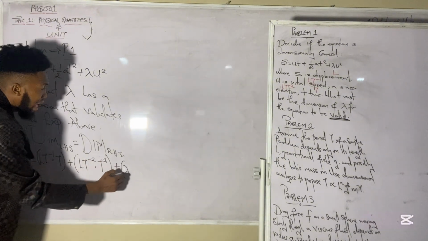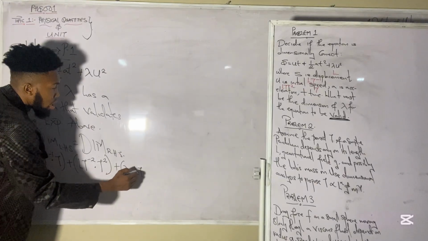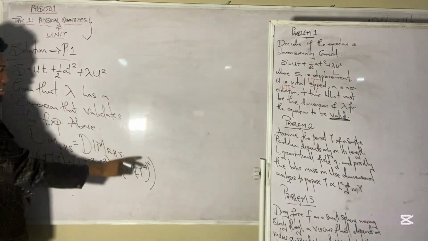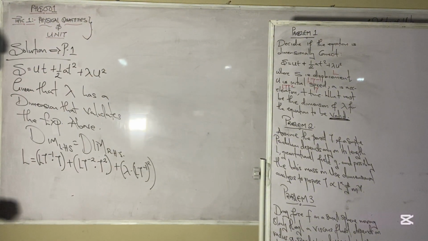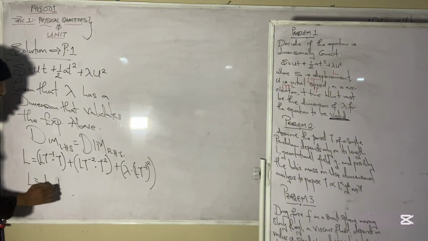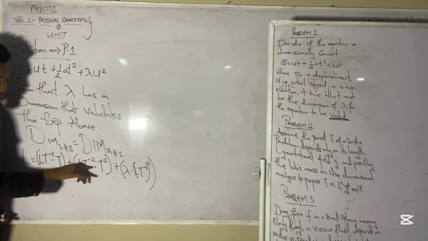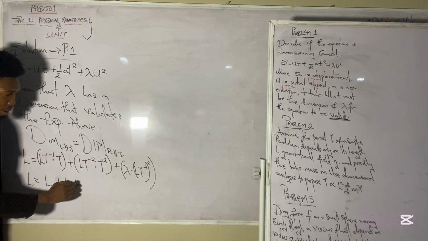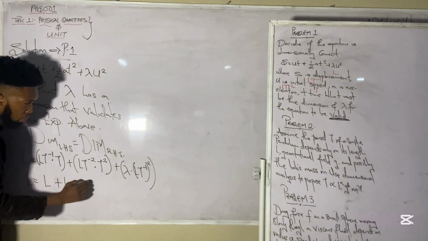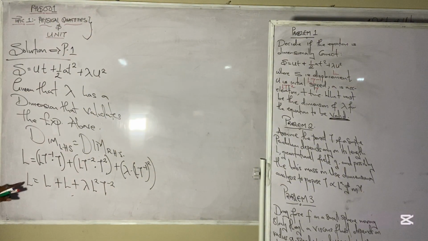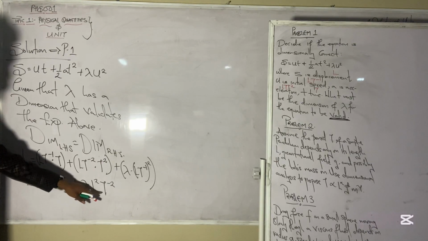Plus, we don't know what lambda is, but we know that U is LT minus 1, everything raised to the power of 2. If you look at it carefully, minus 1 plus 1 is 0, and T raised to the power of 0 is 1, so we're left with L. Then minus 2 plus 2 is 0, so again we have L. Plus, when I open that up, lambda L squared T minus 2. Notice that the dimensions of these terms are equal, but this is what we want to work with.